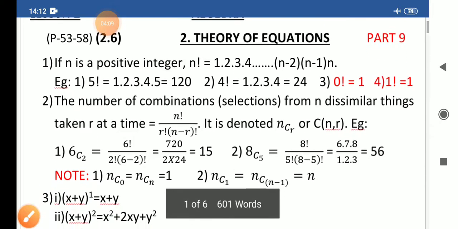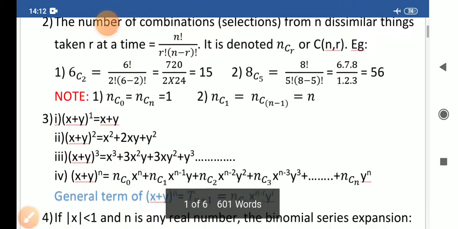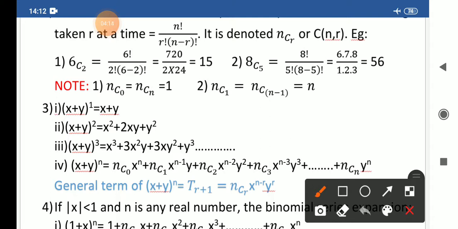In the same way, 8C3. Here 8C3 means 8 factorial by 5 factorial into 8 minus 5 factorial. That is 8 minus 5 factorial, which means 3 factorial. 8 factorial by 5 factorial, so 1 to 5 are eliminated. The remaining is 6, 7, 8, by 8 minus 5, 3 factorial, that is 1 into 2 into 3. 2 into 3 is 6, 6 cancels, 7 into 8 is 56.